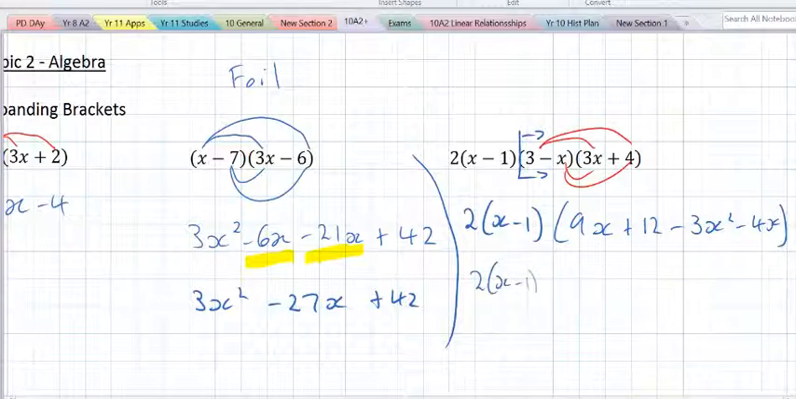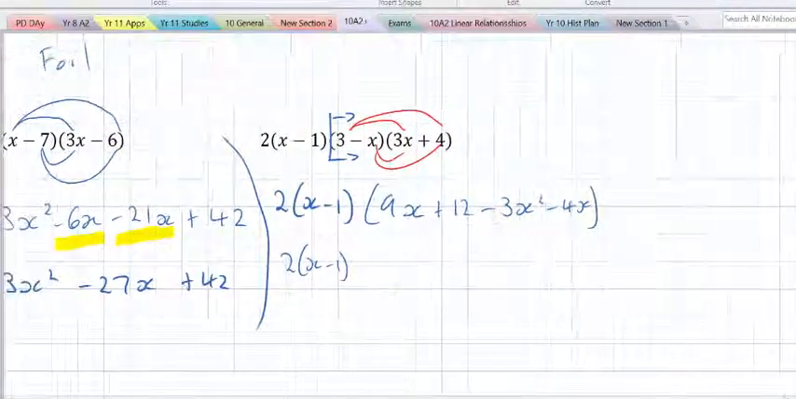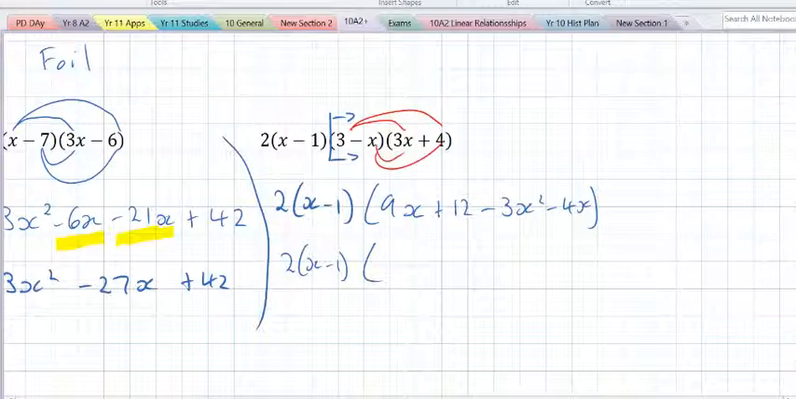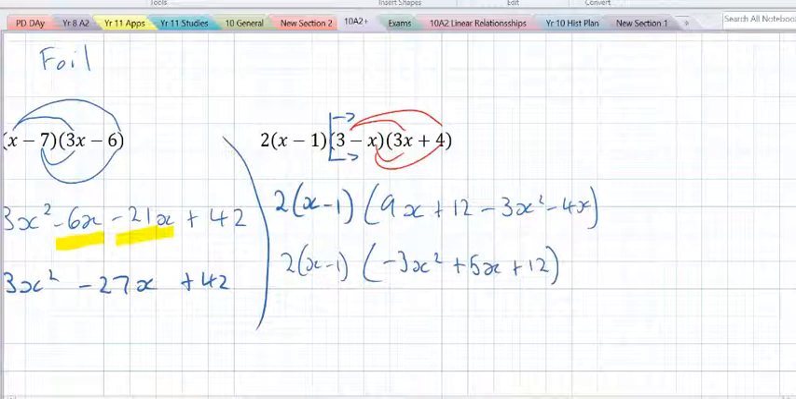And then you do the 2 brackets again, and then 2 brackets and collect like terms in this one. 9x take 4x is 5x. Alright. So what we've done, we've expanded out, then collected like terms.